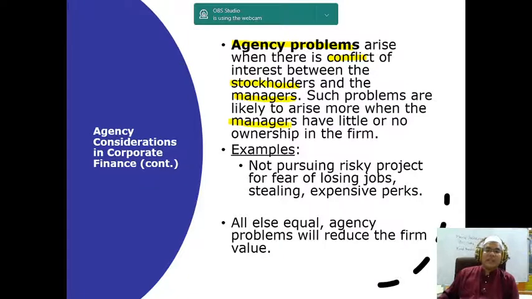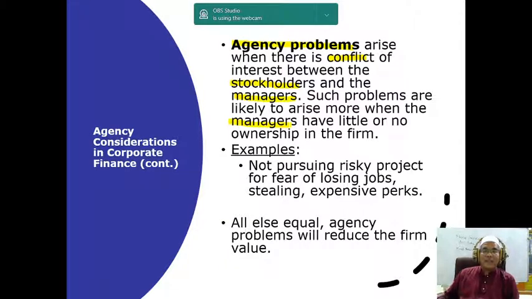Might be managers steal or curi duit company, and the managers looking for expenses, perks, expenses, salaries, or imbuhan, bonus. All as equals, agency problem will reduce the firm value.